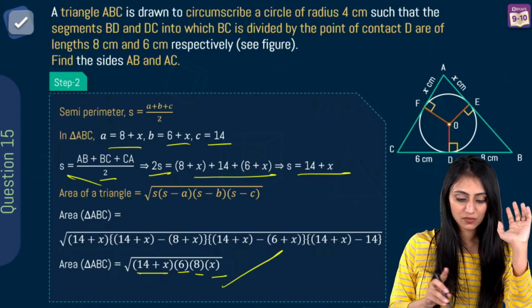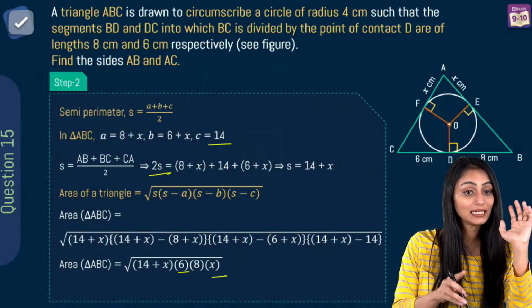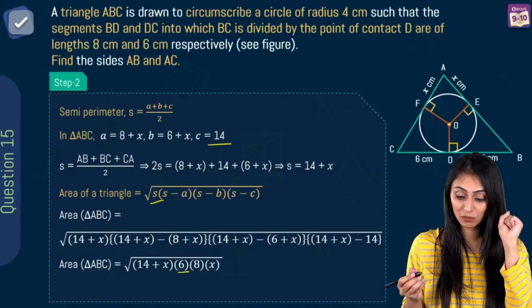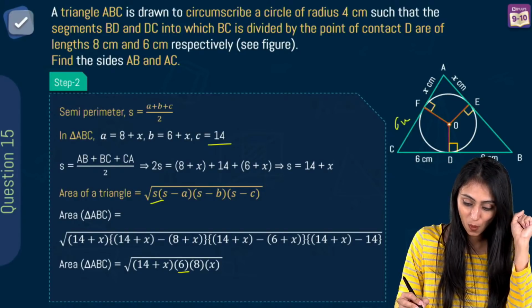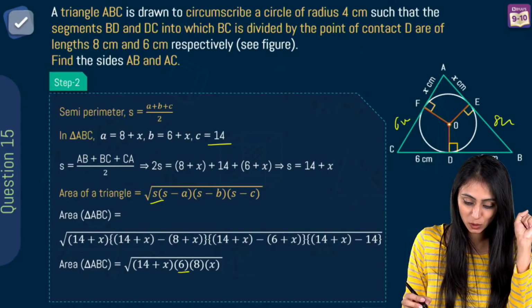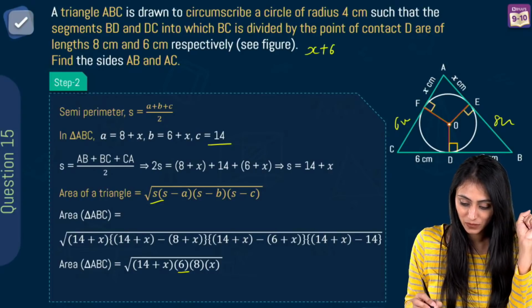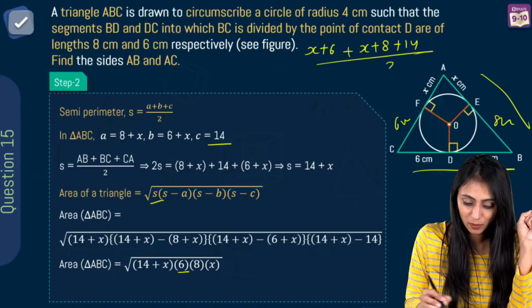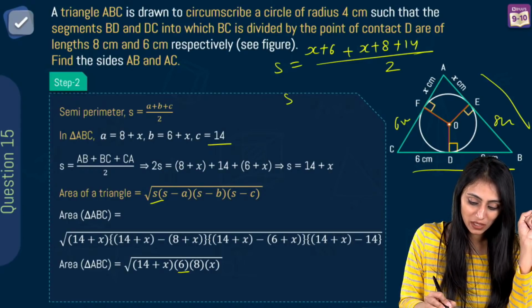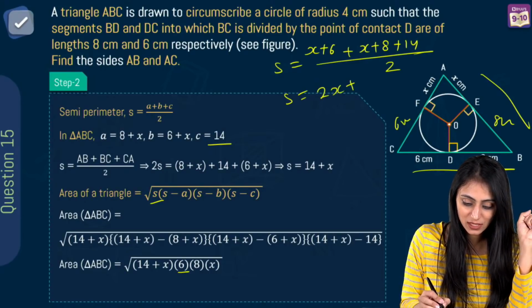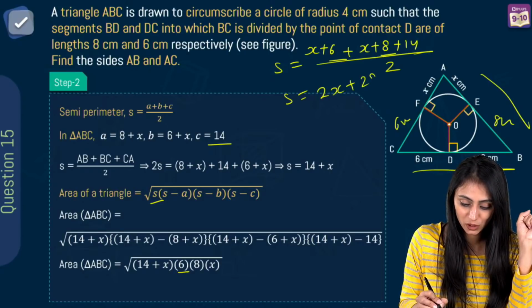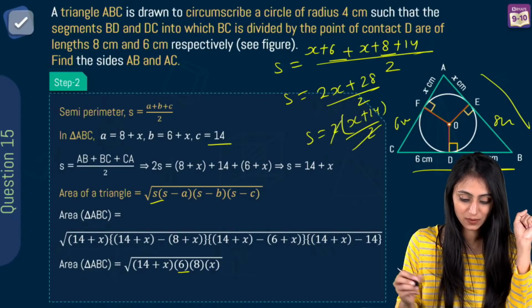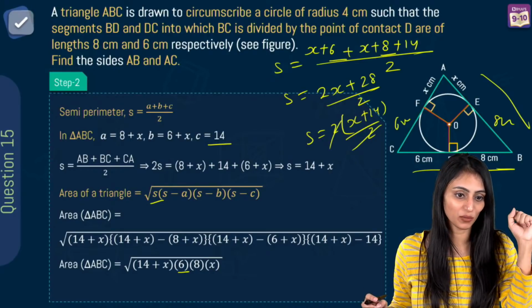Alright. So what we are doing here is, when we are applying Heron's formula, I need the value of S, right? S is the semi-perimeter. So I'll take the sum of all the side lengths from here, which is x plus 6, x plus 8, and this is 14. Divide that by 2 equals S. What I'm getting here is 2x, and 6 plus 8 is 14. 14 plus 14 is 28, by 2. Let's take 2 common. That's how I'm getting the value of S from here.